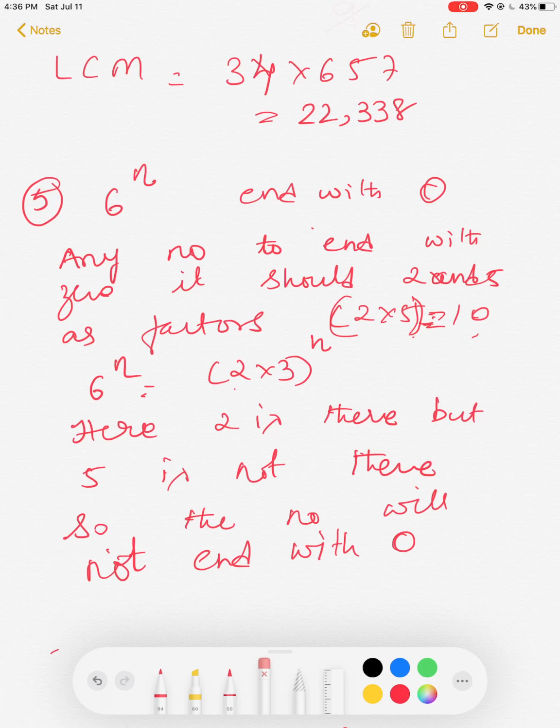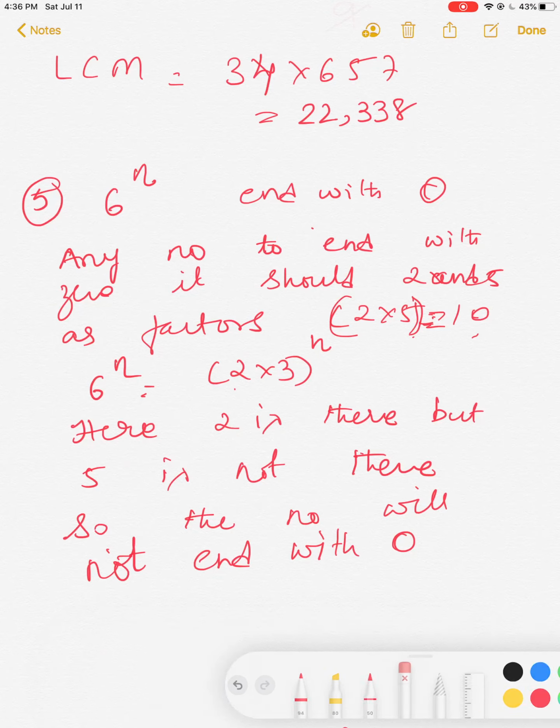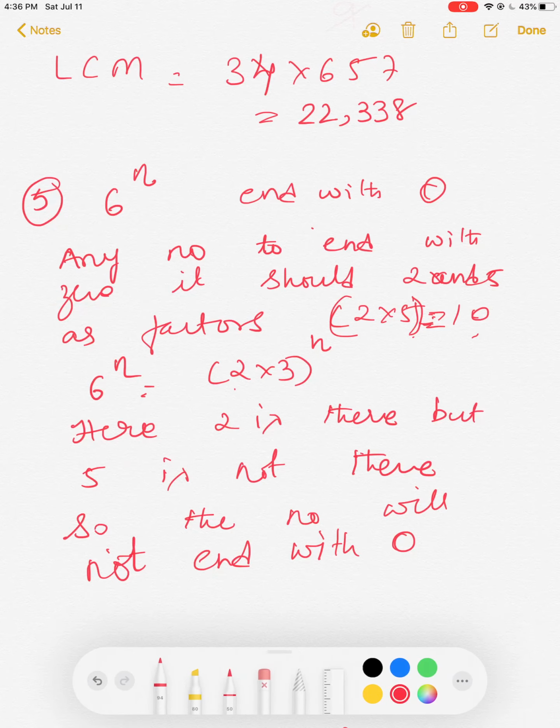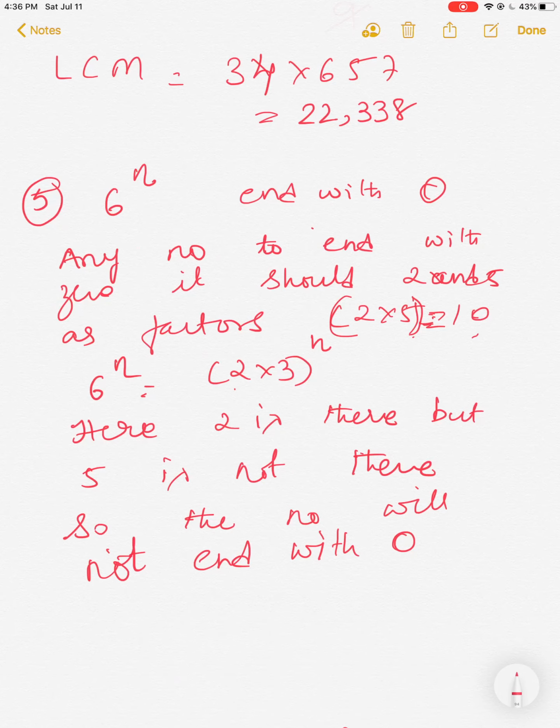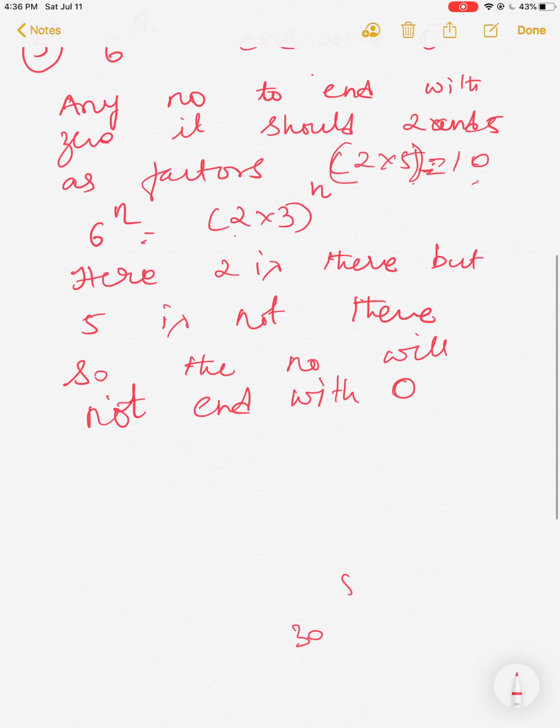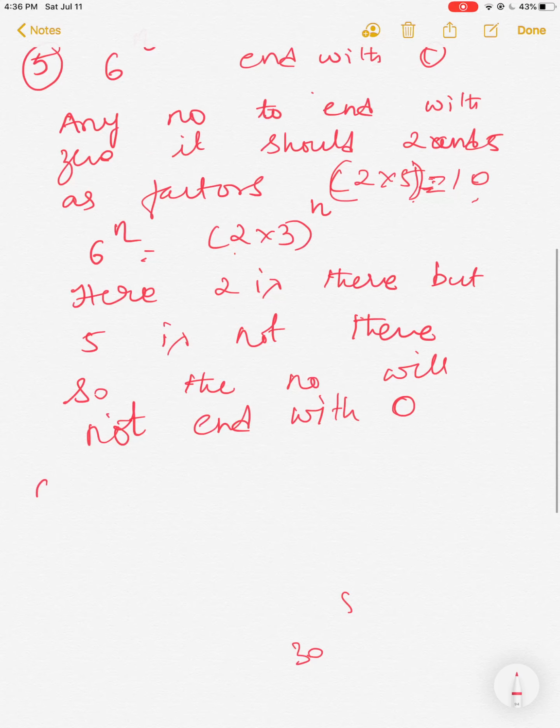Next problem, let us see. Sixth problem: 7 into 11 into 13 plus 13.